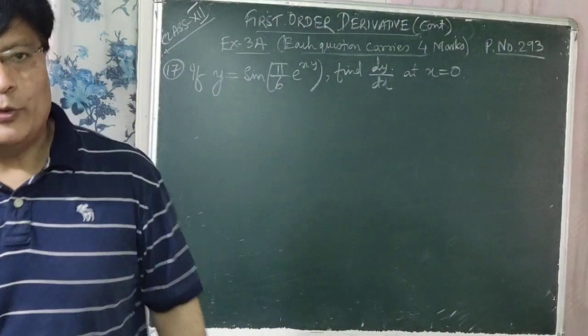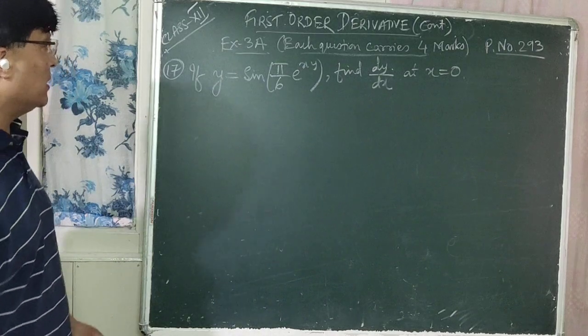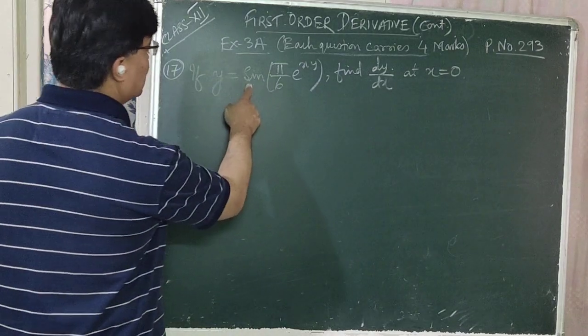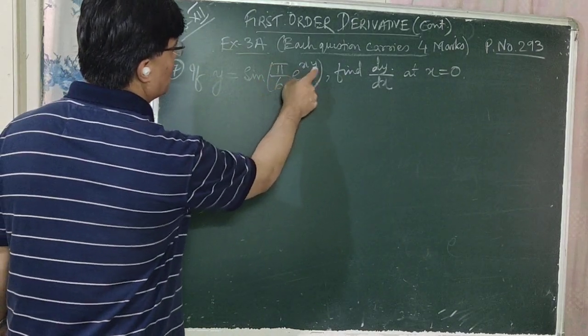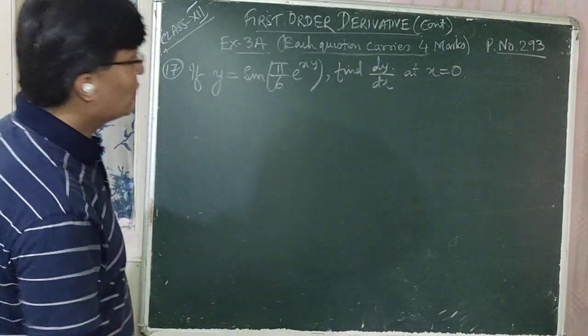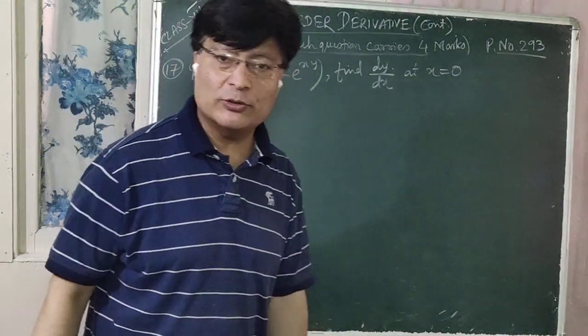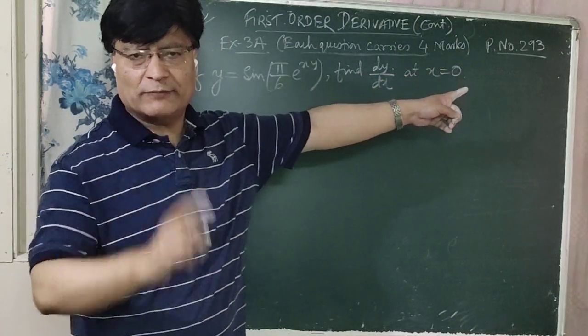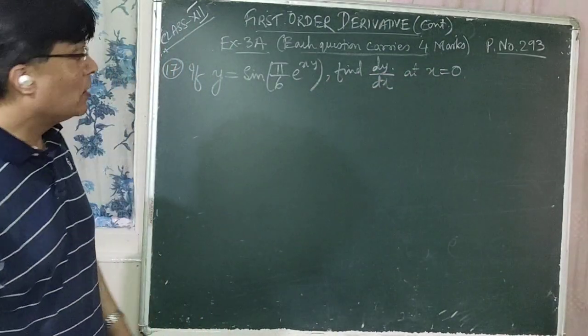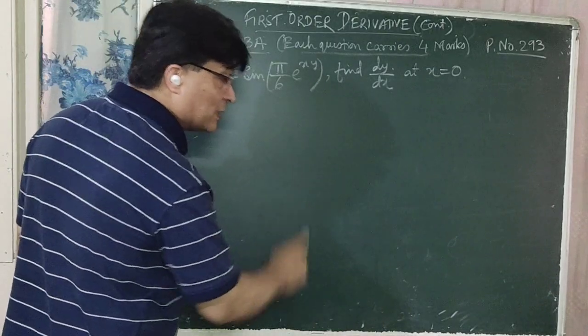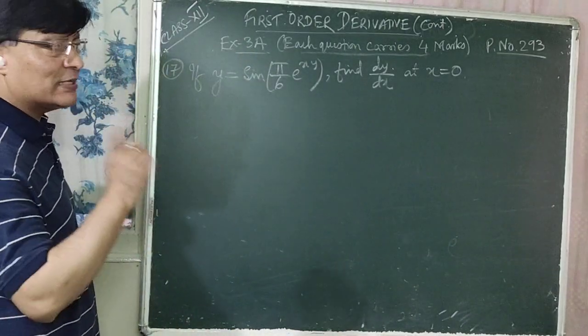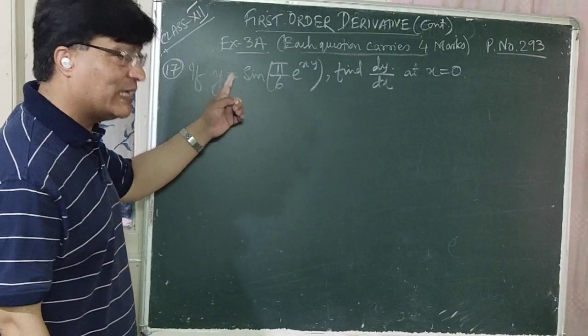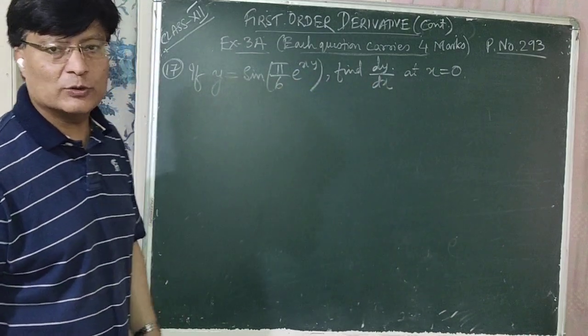So now we are doing the next question, that is question number 17. If y is equal to sine within bracket pi by 6 e to the power xy, then you have to find out dy by dx at x is equal to 0. Here x is equal to 0 is given, but the value for y is not given. So before you get the value for dy by dx, let us get the value for y when x is equal to 0.